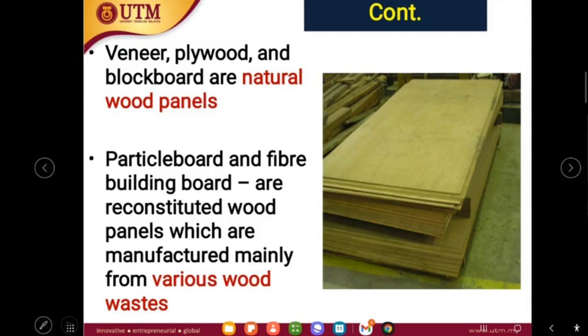Okay, so the veneer, plywood, and also block board are natural wood panels. Meanwhile, the particle boards and fiber building boards are reconstituted wood panels, which are manufactured mainly from various wood waste. So that is the other thing.